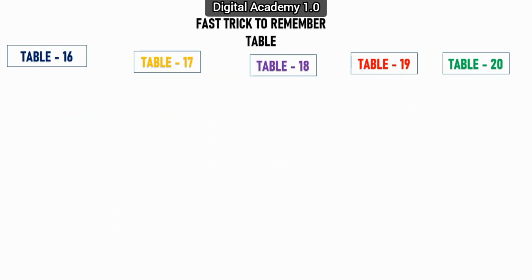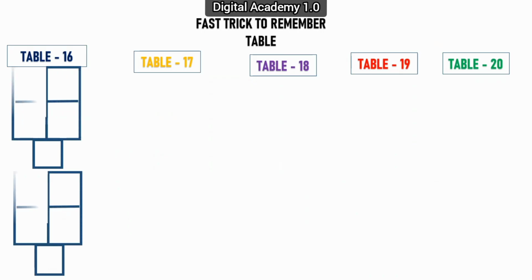Next, let us see the table 16. It also consists of two steps. In the first step, enter the even numbers from the bottom in this way. Like 0, 2, 4, 6, 8. In the second step, similarly repeat the same digits from 0 to 8.